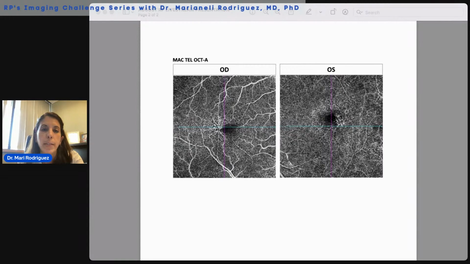Currently, there are no treatments available for macular telangiectasia. Optimization of systemic risk factors such as diabetes and hypertension, and discouraging smoking, are important when counseling these patients.